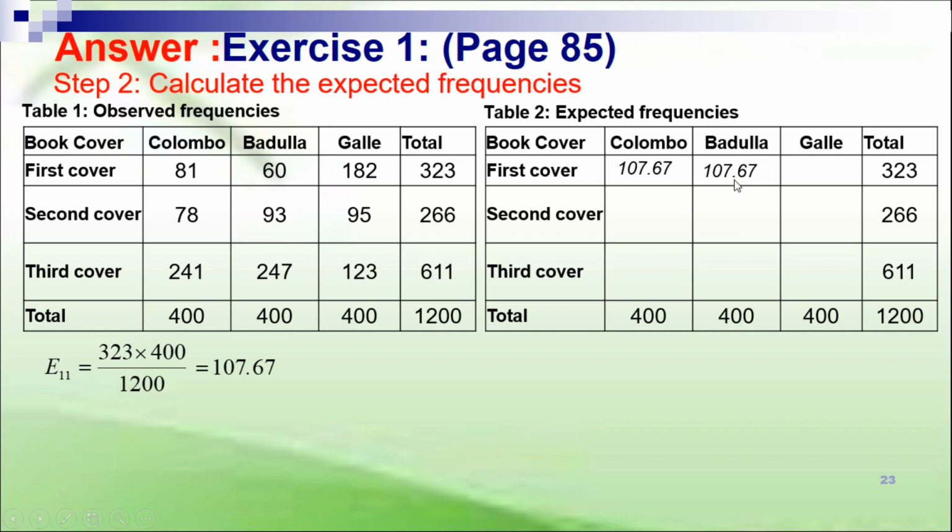All values should be equal to 107.67, but we need to satisfy the condition that the sum of these three should be equal to 323. Therefore, just take one value as 107.66. Then this sum should be equal to 323. Then find E21, the expected frequency belonging to the second row and first column. Take the product of the second row total and first column total, 266 times 400 divided by 1200. That is equal to 88.67.